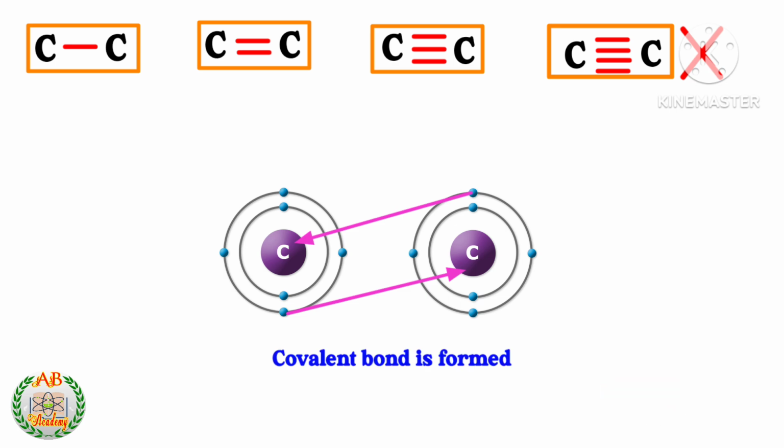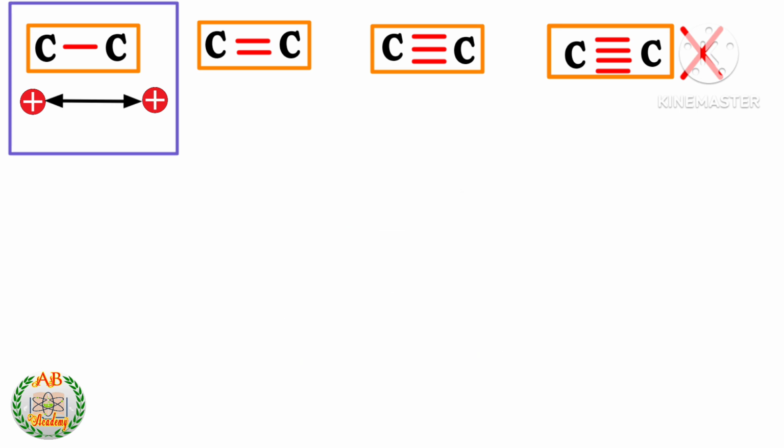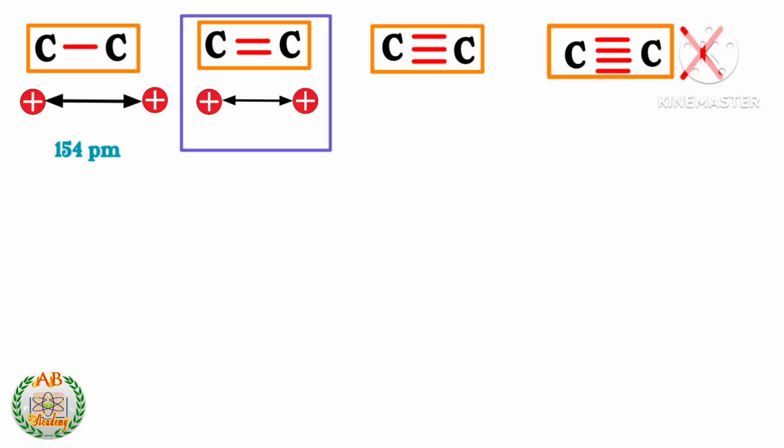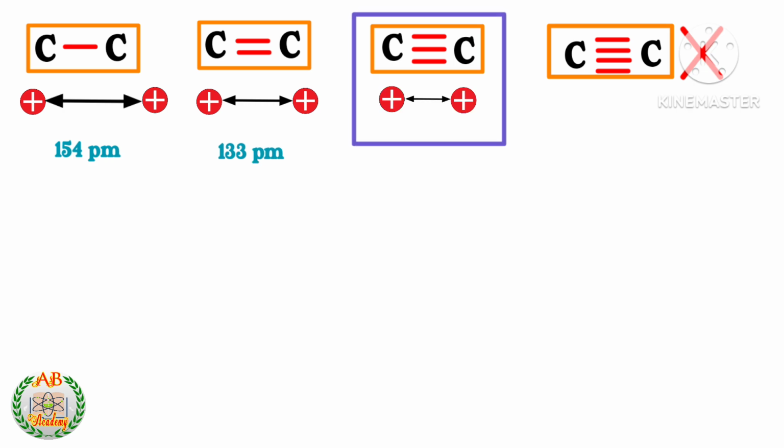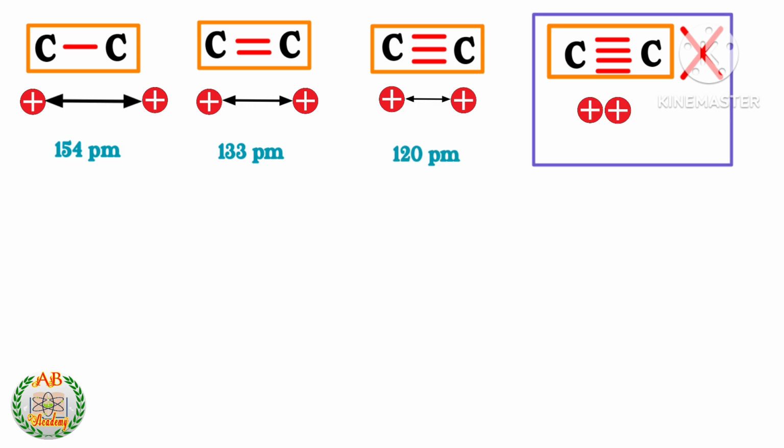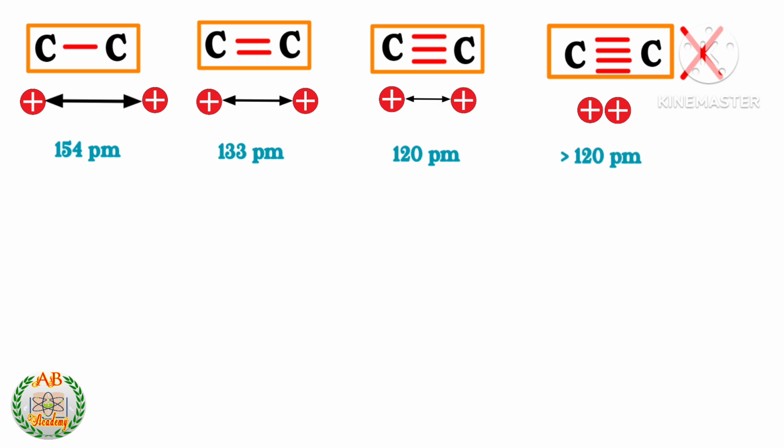For example, in a single carbon-carbon bond, the length between two nuclei is 154 picometer, in double carbon-carbon bonds, the length between two nuclei is 133 picometer, and in triple carbon-carbon bonds, the length between two nuclei is 120 picometer. While in case of 4 carbon-carbon bonds, the length between two nuclei will be less than 120 picometer.